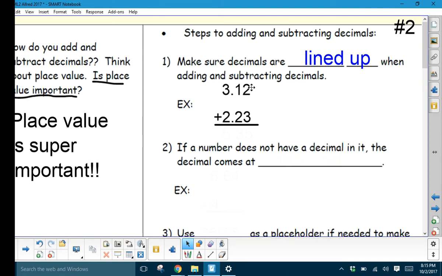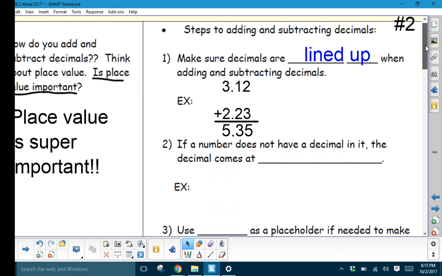You want to line them up just like I have them right now, so that you can add the hundredths place, 2 plus 3 is 5, add the tenths place, 1 plus 2 is 3, and then add the ones place, 3 plus 2 is 5. And 3.12 plus 2.23 should be 5.35. You've got to make sure that you line your decimals up.